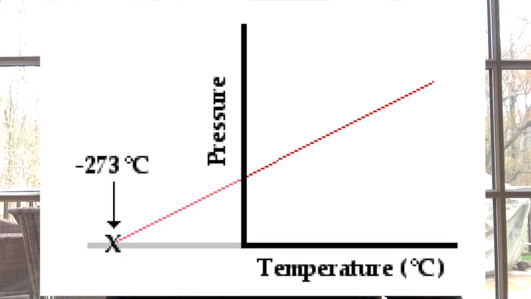Now, if you extrapolate this line backwards to the left, when it crosses the horizontal axis, it achieves zero pressure at about 0 Kelvin, or around minus 273.15 degrees Celsius.